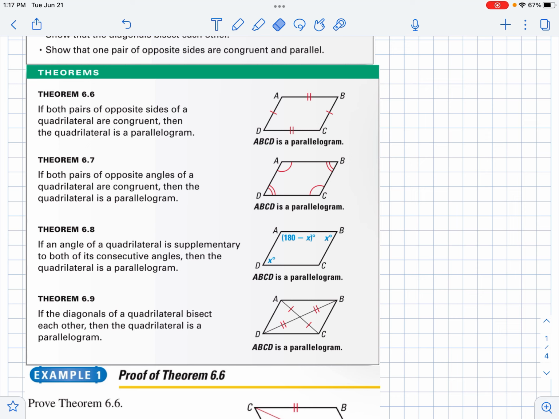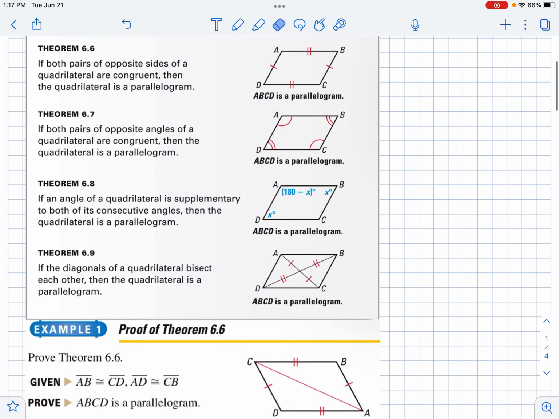So now, remember what a parallelogram is. A parallelogram is a quadrilateral and the opposite sides are parallel. So we want to keep that in mind. Okay, so if you want to show a quadrilateral is a parallelogram, you can say, okay, are opposite sides congruent? If they are, parallelogram. Okay, maybe you don't know the side lengths, but you know the opposite angles. If the opposite angles are congruent, then it's a parallelogram. So we got these two.